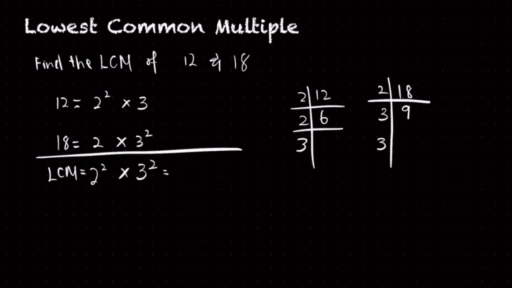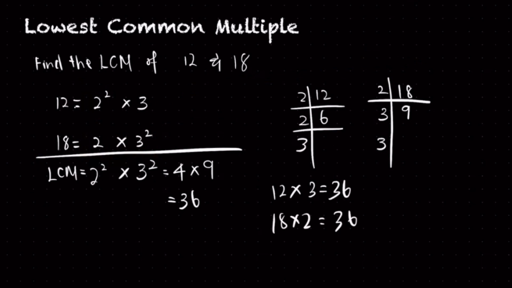So we have this. Let's try this out. 2 times 2 is 4 and 3 times 3 is 9. So we have it as 36. So 12 times 3 is 36 and 18 times 2 is 36. So we have here the LCM is 36.